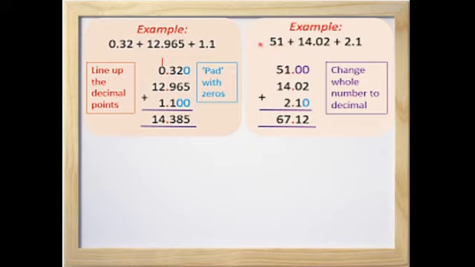Before that, we have to arrange these numbers in a column so that we can add them. Now, how to convert this 51 into a like decimal? Simply put a decimal point after 1 and add 2 zeros.